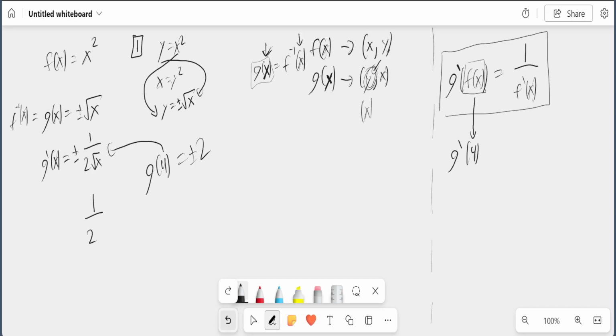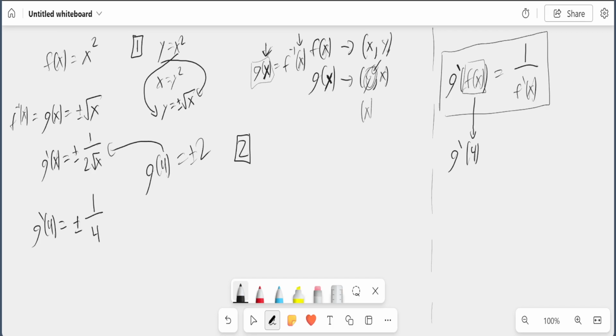Or not 2 root 2, 1 over 4. Plus or minus 1/4, right? That's g prime of 4. So that's method 1. Method 2 is the way he's going to want you to do it, because you can't find the inverse so easily every time, right?